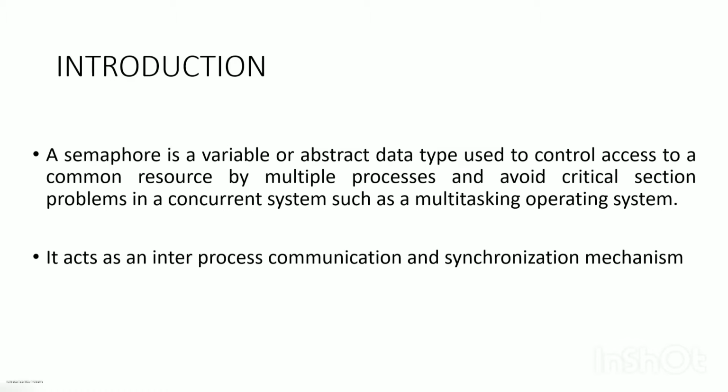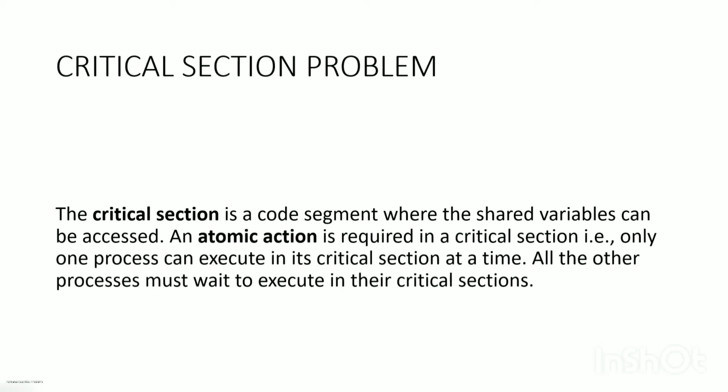Okay, so when there is a sharing of any resource or variable, there can be a synchronization problem or a communication problem, right? So in order to avoid these problems, we can make use of a semaphore, which you can consider as a variable or an abstract data type, which actually performs this synchronization or communication mechanism. We'll discuss this in detail after discussing the critical section problem.